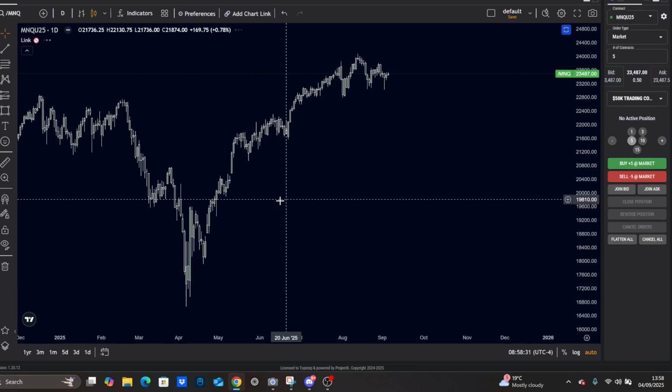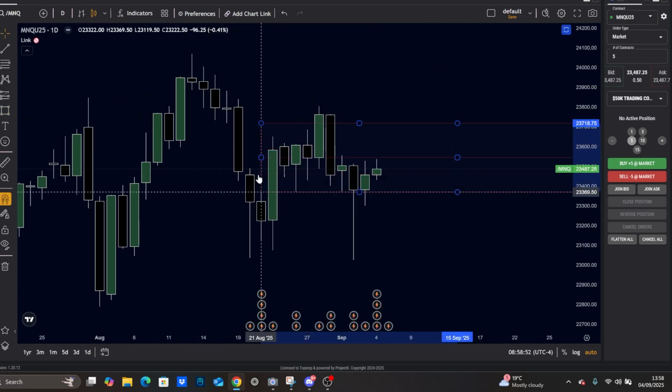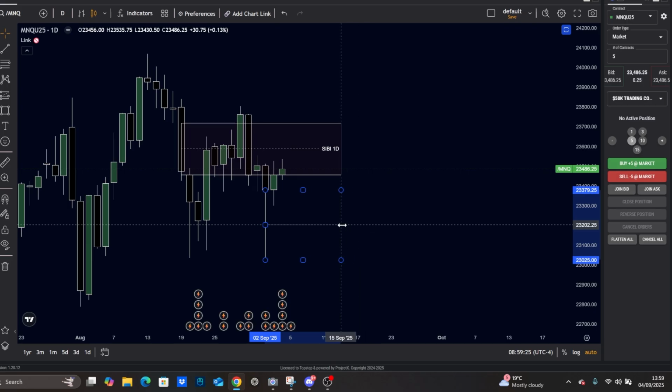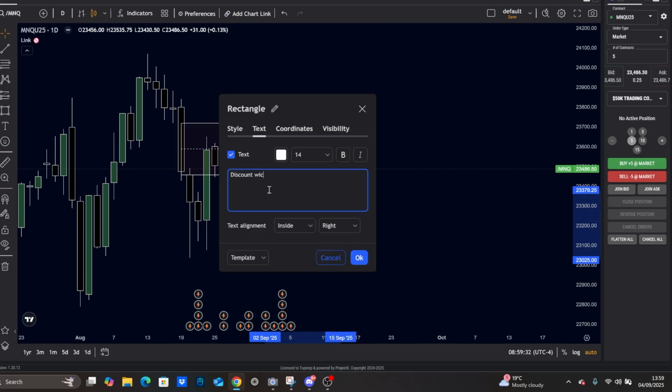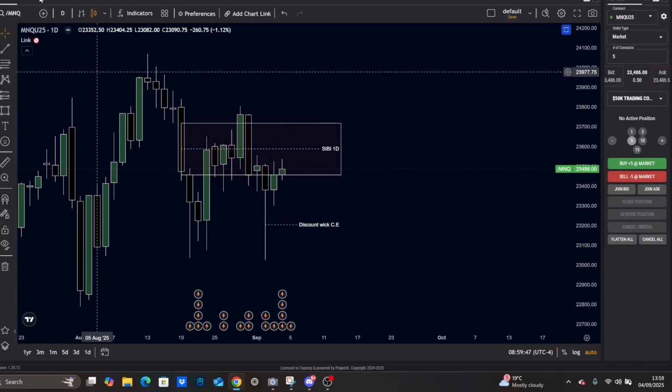I had daily levels marked out. This sell side imbalance here. That's what we're currently trading in the lower half. Rectangle that doesn't have any outlines. It's just wick. Discount, wick, consequent encroachment. Sell side on the 4 hour, this singular low here.